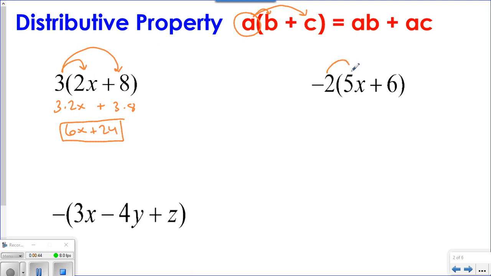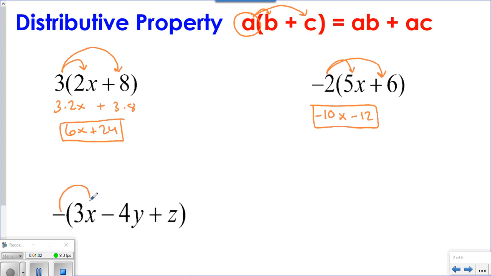Over here we have negative 2 times 5x, which is negative 10x. Then negative 2 times positive 6 is negative 12. So we'd end up with negative 10x minus 12. Anytime we have a negative outside the parentheses, we always want to be really careful as we distribute just to make sure it doesn't get lost.